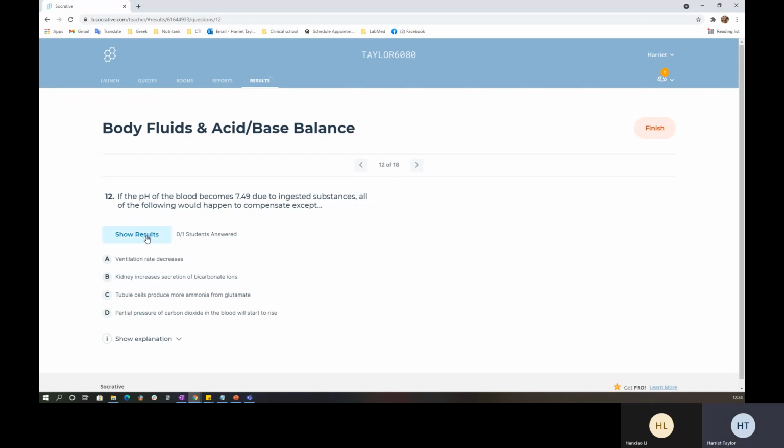Have a quick think. So it's going to become more alkaline. What are we going to do to compensate? What isn't going to happen out of these? So the answer here is, oh, computer just crashed. The tubule cells producing more ammonia from glutamate.